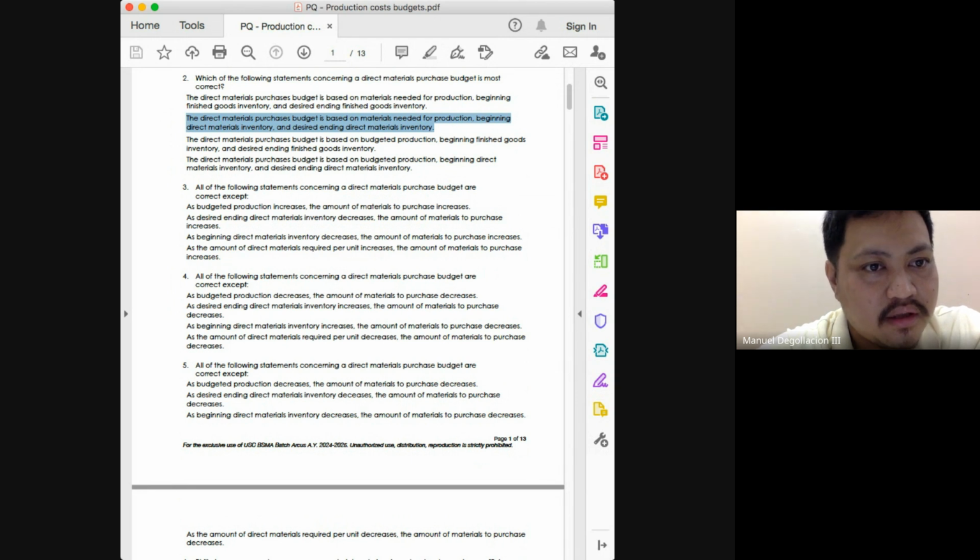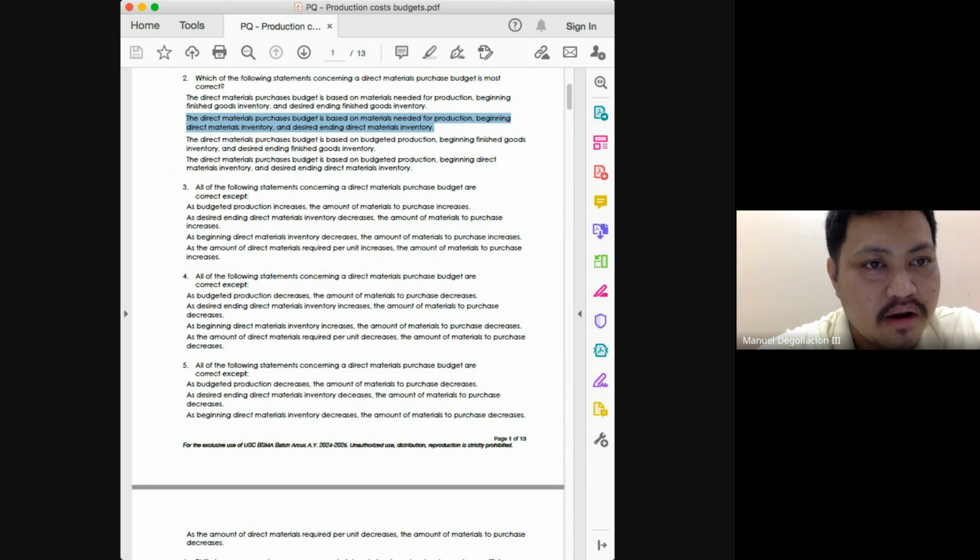Okay. Next, as desired ending direct materials inventory decreases, the amount of materials to purchase increases. Okay, this is incorrect. If the target level of ending inventory decreases, then that would mean the amount of materials that you will have to purchase would also decrease.